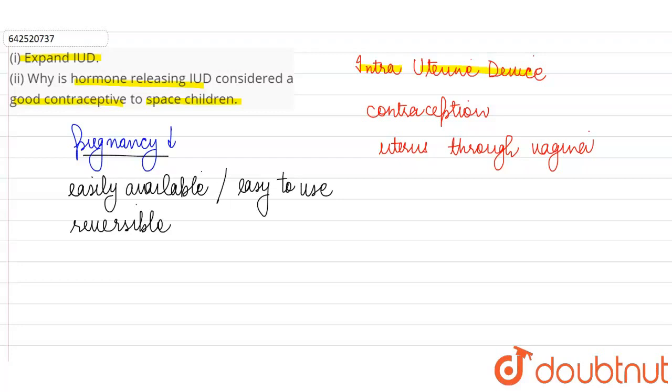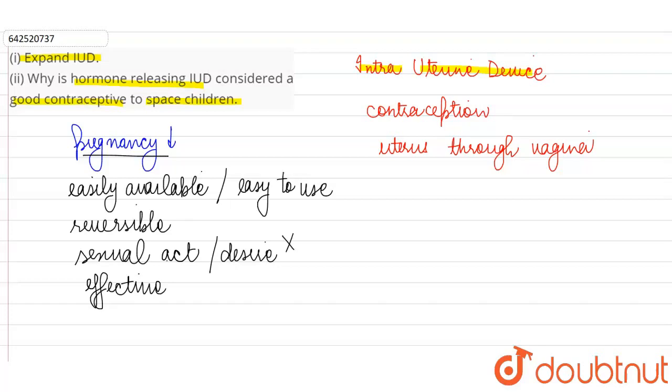pregnancy at one point in their life, that doesn't mean that couple is not going to have children even in the future. So it should be reversible, it should be easily available, it should be easy to use, and it should not interfere with the sexual act or desire of the person. So, easily available, easy to use, reversible, affordable, and most importantly, a contraceptive should be effective. So the hormone releasing IUD fulfills most of these criteria.